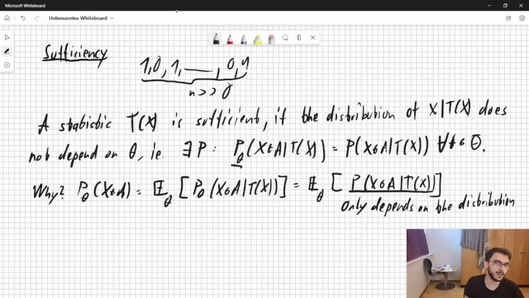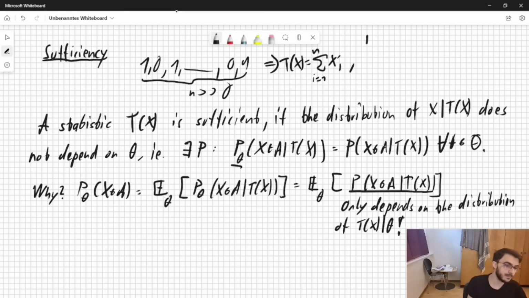And again, the distribution of T of X depends on theta. So if we know the distribution of T of X given theta, we know everything. In our example, this is the binomial distribution, we have some fixed n. We can just combine this whole thing into one value. We can say T of X is the sum over all values. And then this is a sufficient statistic.